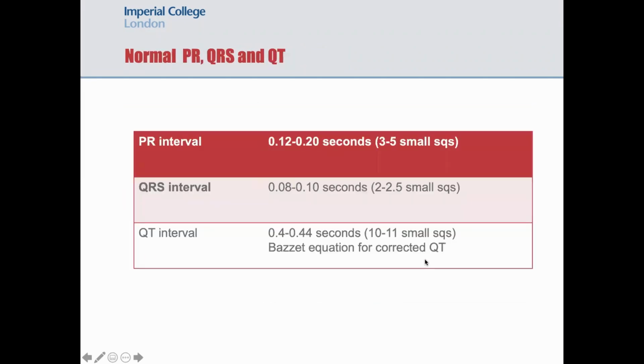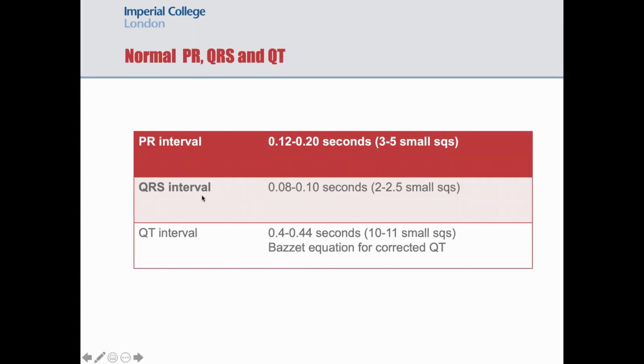All right, if we move on, with your PR, QRS, and QT interval, you really just need to remember the normal range for them. I've given you the normal range here. You can either remember it in seconds or the number of small squares. This will become relevant in the cases that I'm going to show you for the rest of this tutorial. But essentially this is just something for you to remember.